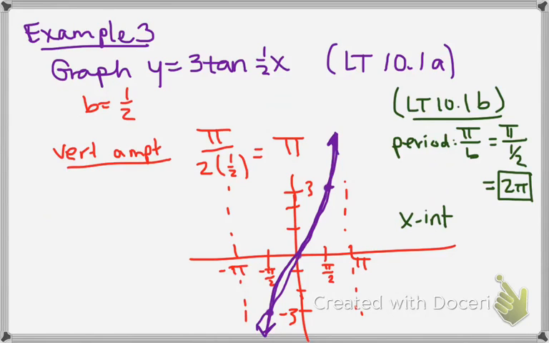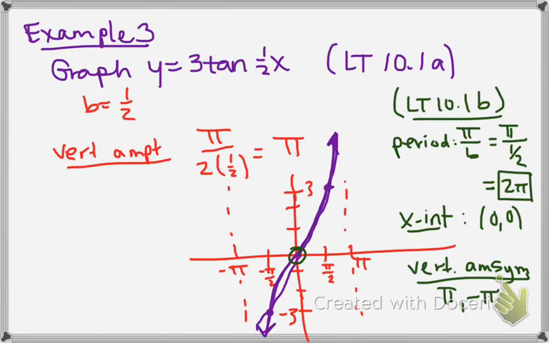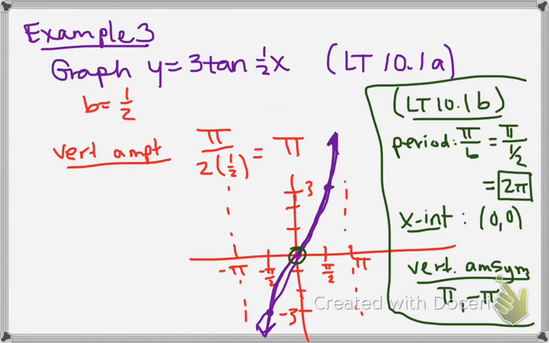The x-intercepts, in this case there is only one. It is going to be at 0, 0. That's this point here. And then the only other thing I have to identify on tangent functions is vertical asymptotes. So we found those earlier to be at the pi over 2 times b, which in our case was pi. So the first two here are just going to be at a positive pi and a negative pi. So those are the things that I need to identify for my Learning Target 10.1b when looking at tangent.